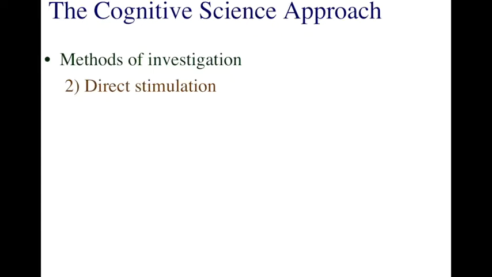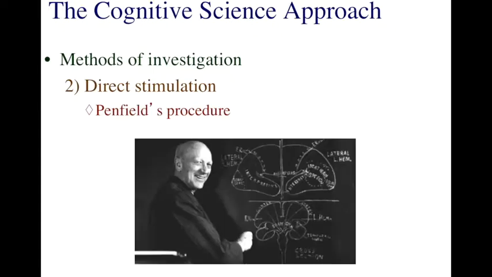Another way to investigate the brain is to directly stimulate it. This was a procedure developed by Canadian neurologist Wilder Penfield. It's sometimes called the Montreal procedure because it was developed at the Montreal Neurological Institute. In this procedure, a patient who is about to undergo brain surgery is woken up temporarily before the surgery, has their brain probed with mild electrical stimulation, and the patient reports what they're experiencing as the various parts of their brain are stimulated.